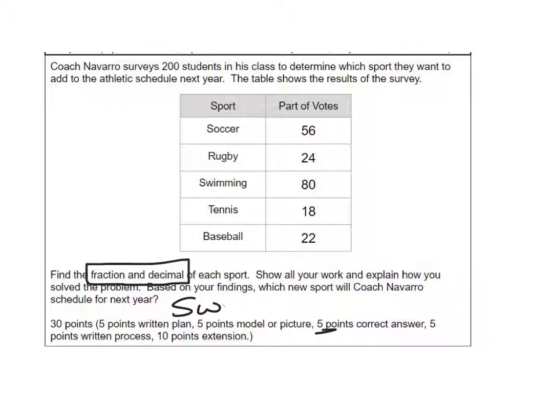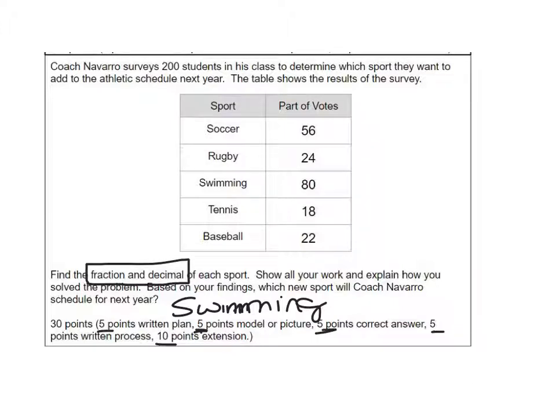So yes, the answer was swimming. But that wasn't the important part. If you notice, you had to write out a plan. Some of you just wrote it in numbers, and that's fine. I went ahead and gave you that. You could have done a model or picture, and none of you did that, but I still gave you those points. The correct answer was there too. But if you did not write the process or the extension, actually the extension for this is writing the fractions and decimals for each of the teams, each of the sports.